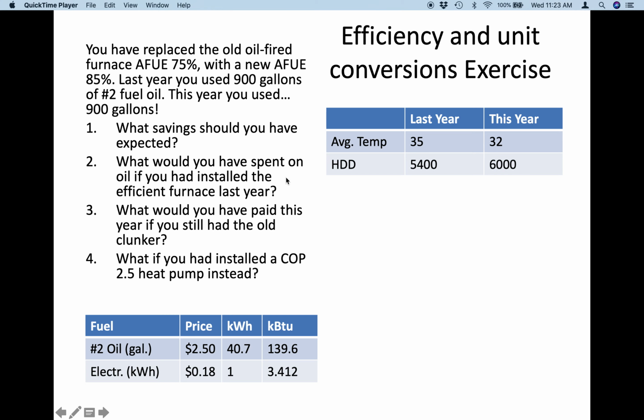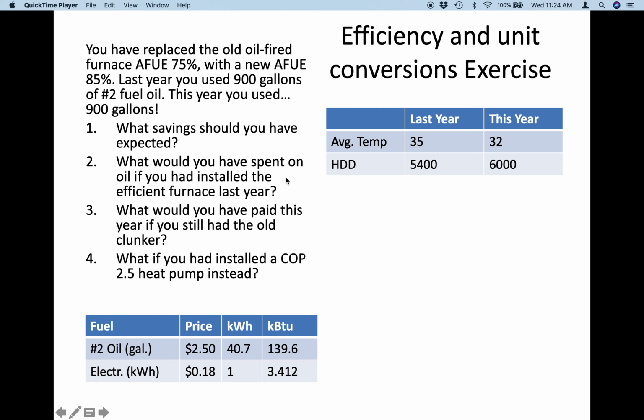Hi. So some of you have had some difficulty with unit conversions and dealing with energy, with efficiency of appliances. So I thought I'd do a worked example that had kind of four components and talk you through it, and hopefully that'll be useful to you. So the problem we're placing should be somewhat familiar.